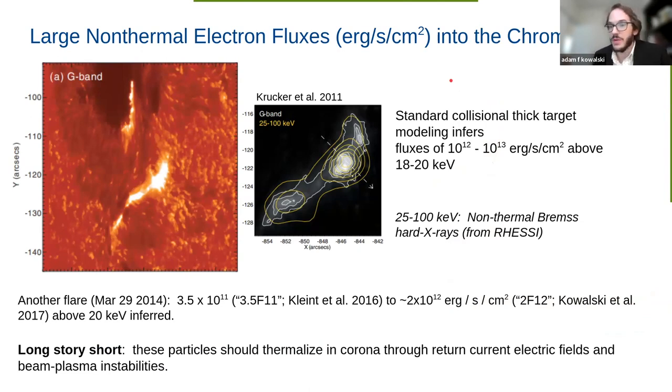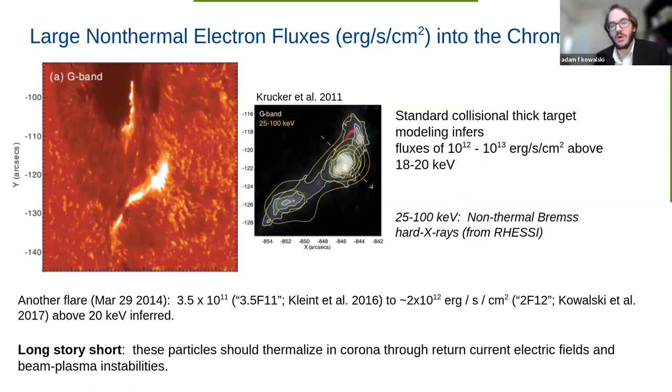Thanks to higher spatial resolution data of the chromosphere, we have come to realize that these beams are focused in very, very small regions, in these bright kernels along the ribbons. In the middle, I show in contours the hard X-ray non-thermal Bremsstrahlung radiation from the beams scattering off protons in the chromosphere, which is a non-thermal process. And then the image on the left is the thermal response due to the energy loss through Coulomb collisions with the electrons in the chromosphere.